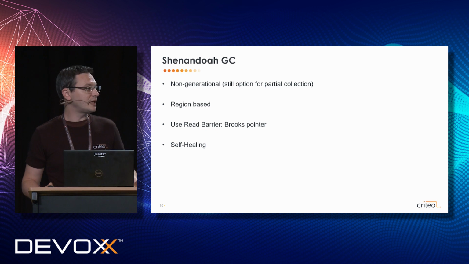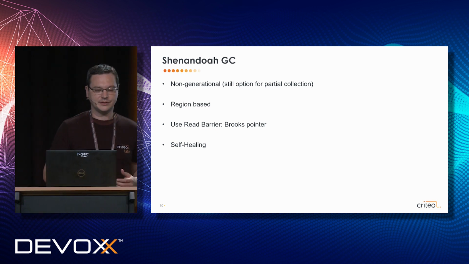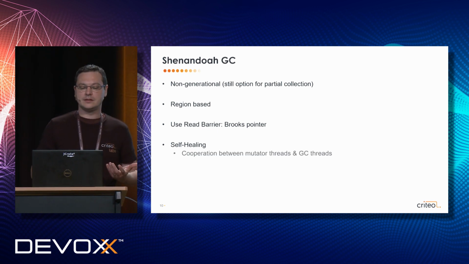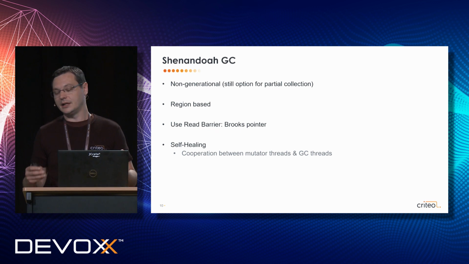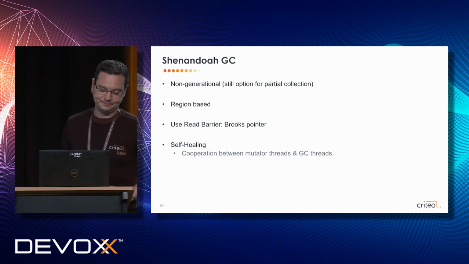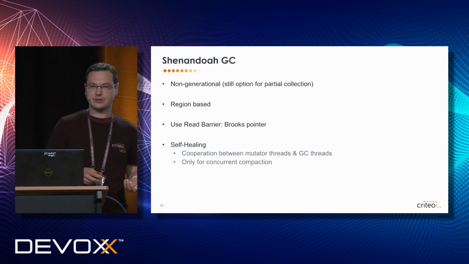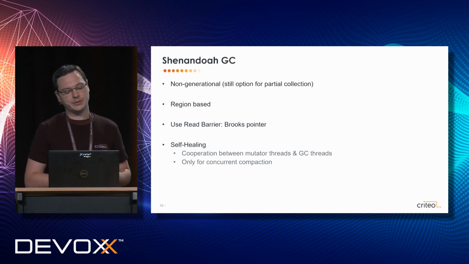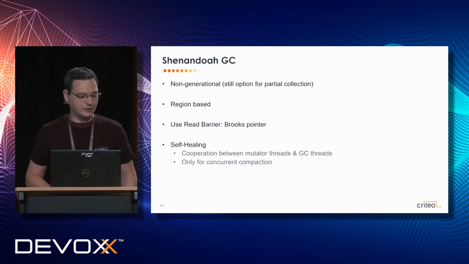There is a concept of self-healing that we'll also encounter for all the low latency GCs. It's the cooperation between the mutator threads, the application threads, and the GC threads. For Shenandoah, it's only for concurrent compaction. Compaction is moving objects to release a region.